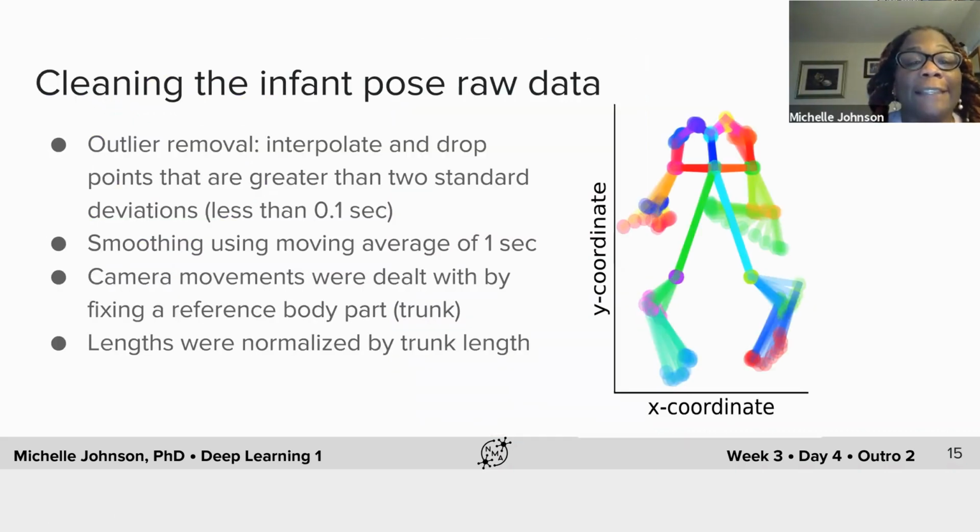So we had to then clean the data that resulted from OpenPose. The process was removing outliers and interpolating. We interpolated for those missing markers, but we also had to drop points that were greater than 2 standard deviations. We used a smoothing process using a moving average filter.